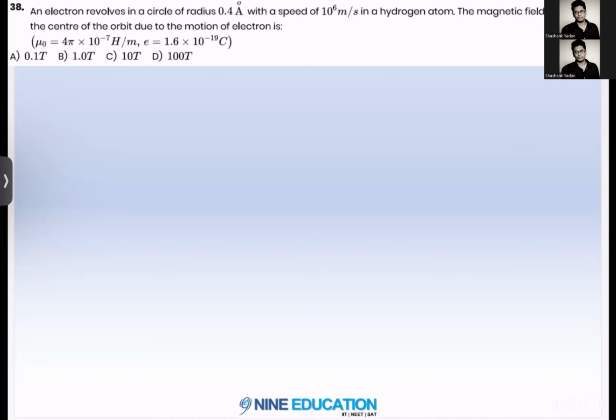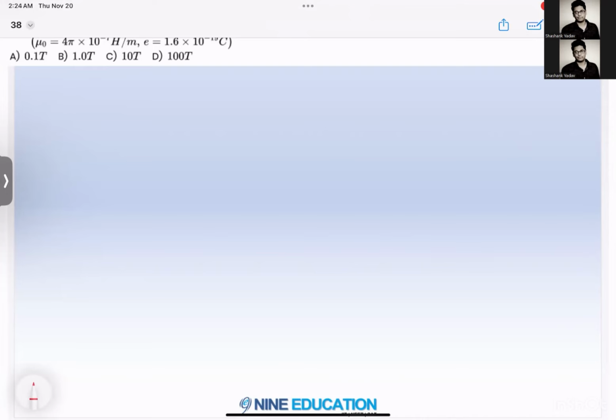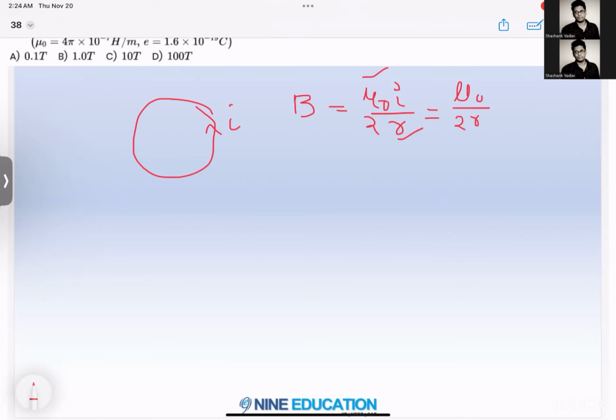This is the next question. An electron revolves in a circular radius with such speed in a hydrogen atom. Find the magnetic field at the center of the orbit due to the motion of the electron. To find out the magnetic field at the center of a circular loop, we should know the current in that circular loop, so that the magnetic field at the center will be mu naught I by 2r, r being the radius of the circle. The mu naught is a known value, r is given, but we have to find out what is I, and I will turn out to be basically charge by time.